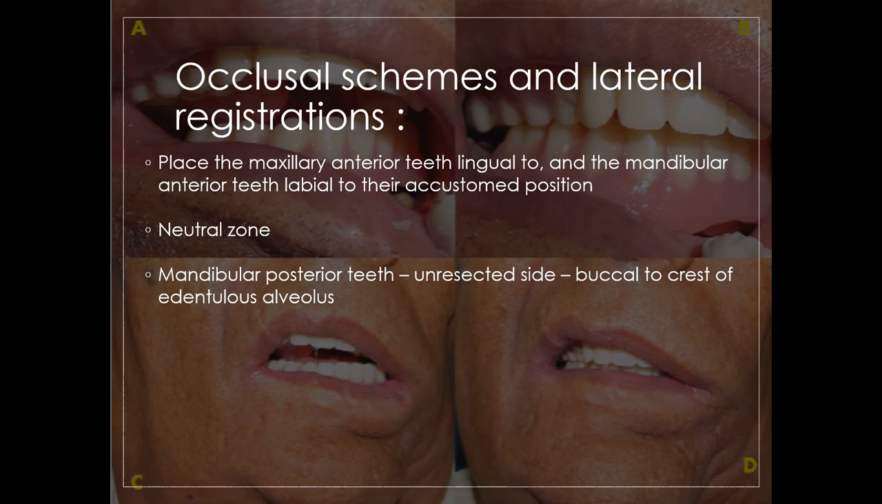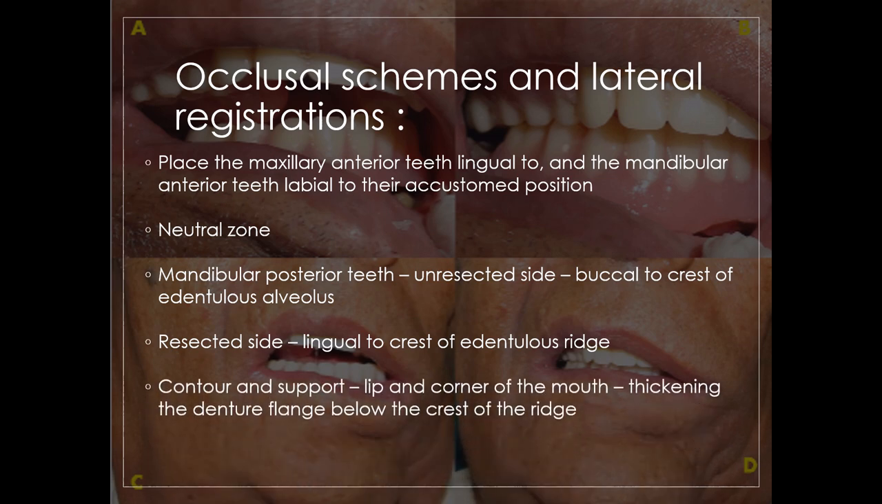Whereas the posterior teeth on the resected or surgical side are usually placed lingual to the crest of the edentulous ridge in order to facilitate the occlusal relationship with the maxilla because of the deviation of the mandible. Next, the contour and support for the corner of the mouth and the lip on the resected side is facilitated by thickening the denture flanges below the crest of the ridge.